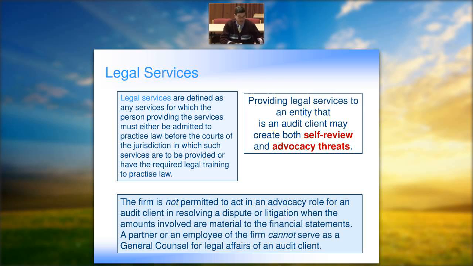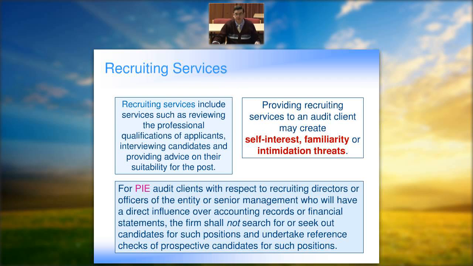Legal services, again, you get self-review and advocacy threats there. Recruiting services: if you help recruit for clients, it says that for public interest audit clients, with respect to recruiting directors or officers of an entity or senior management who will have a direct influence over the accounting records or the financial statements, the firm shall not search for or seek out candidates for such positions and undertake reference checks of prospective candidates, again, for fairly obvious reasons.